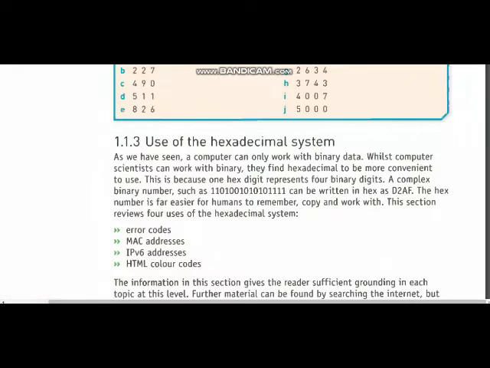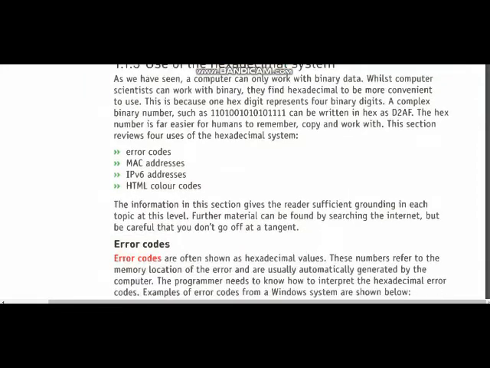Today I'm going to tell you about the uses of the hexadecimal system. The hexadecimal system comprises digits from 0 to 9, and then the alphabets A, B, C, D, E and F are also parts of the hexadecimal system. Now I'm going to tell you where the hexadecimal system is used inside the computer.